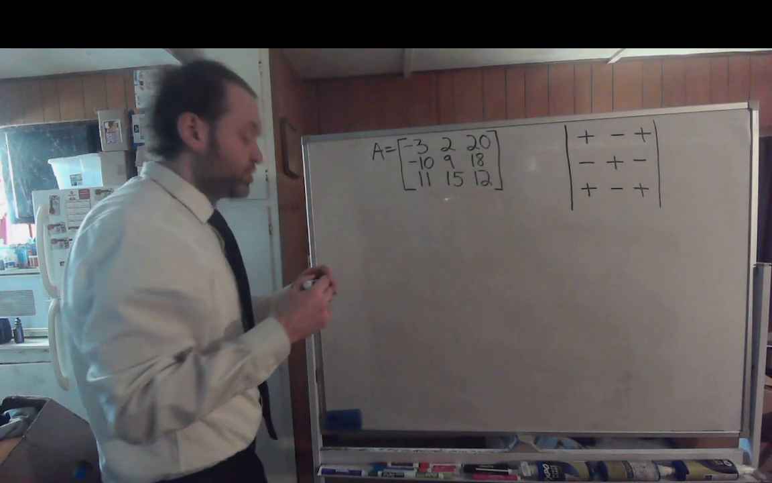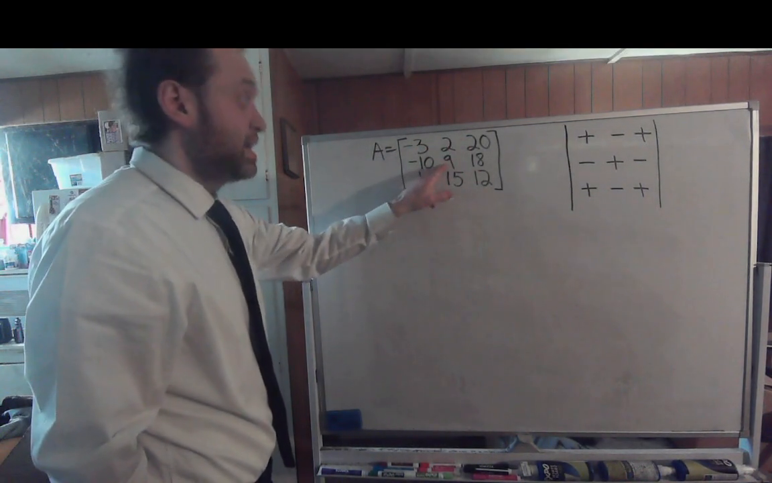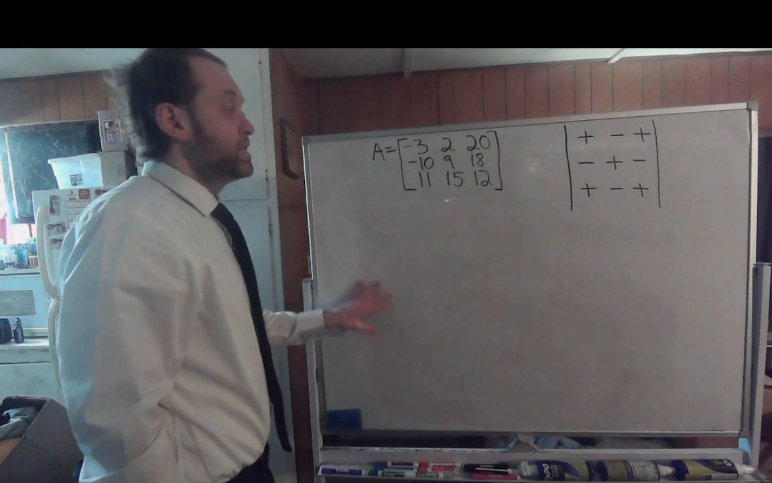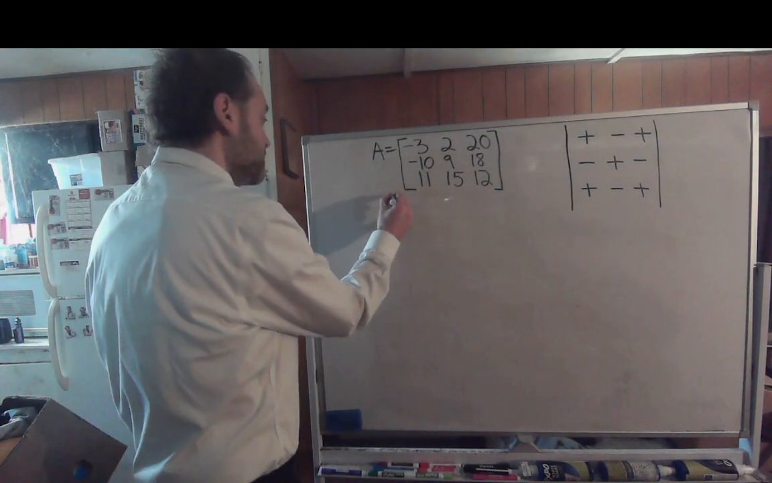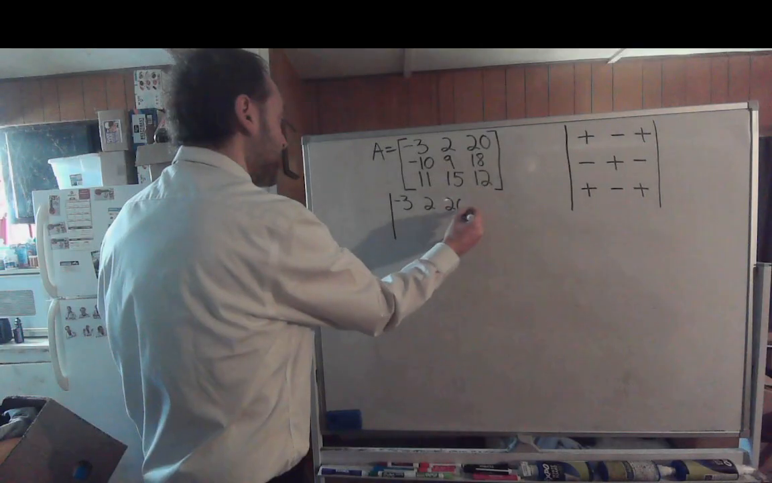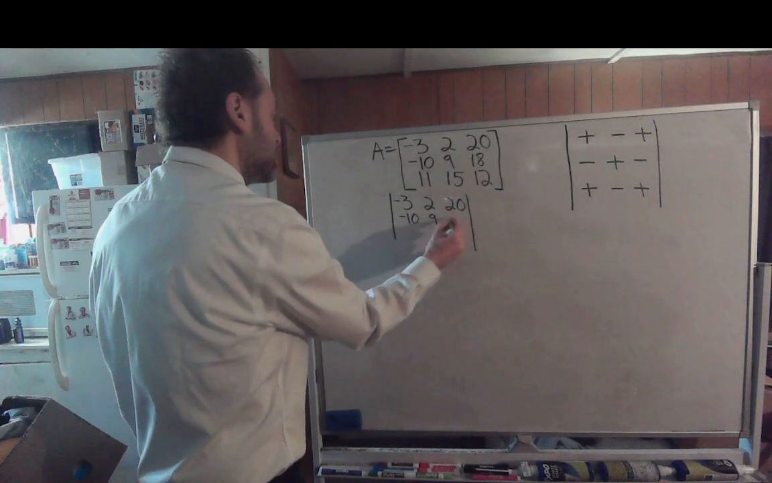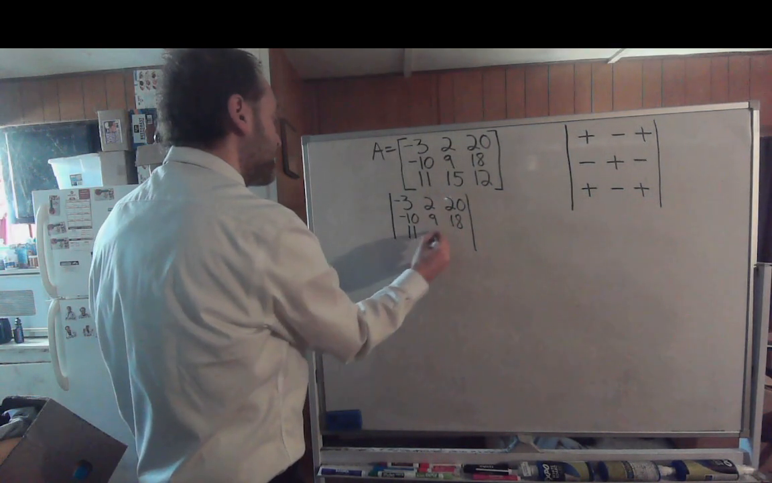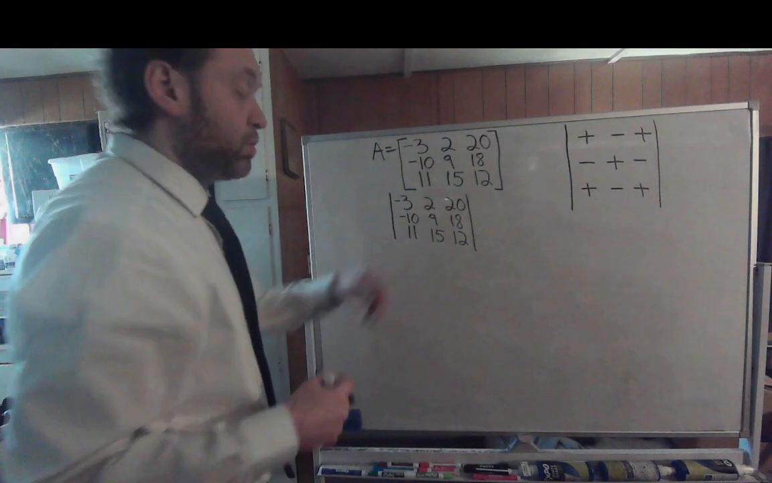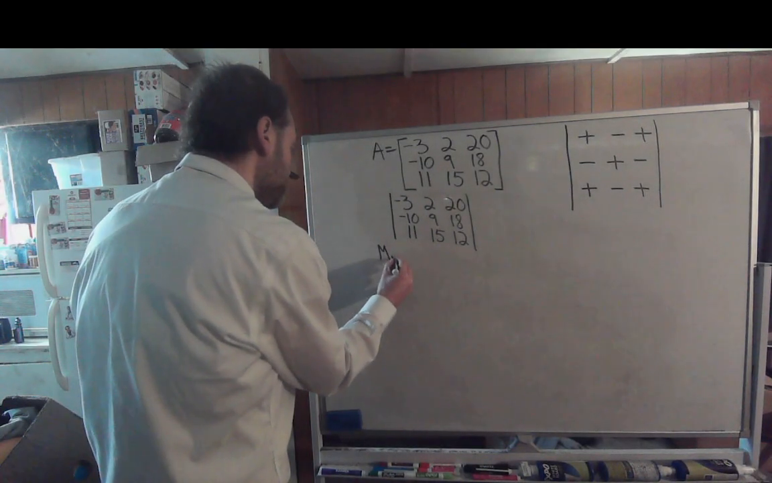Alright, so here's matrix A with entries -3, 2, 20, -10, 9, 18, 11, 15, 12. So we're going to again first set up our determinant notation for this matrix. Okay, I think we'll just stick with row 1 again. So let's go ahead and find minor 1, 1 to start with.